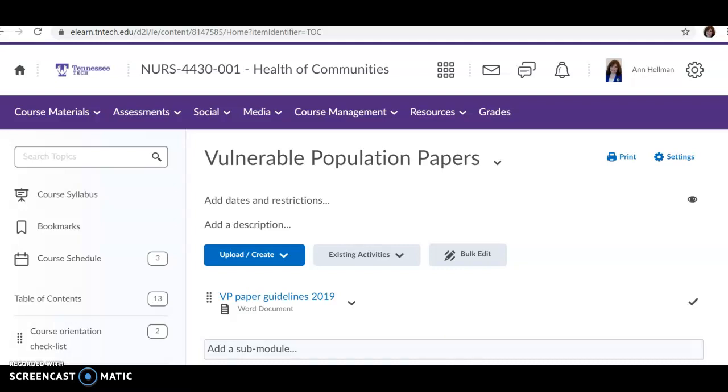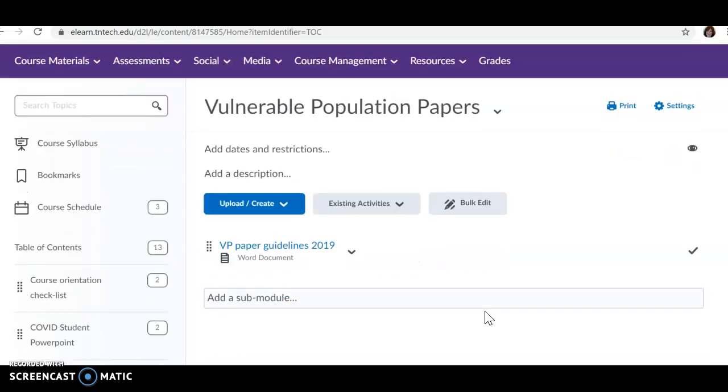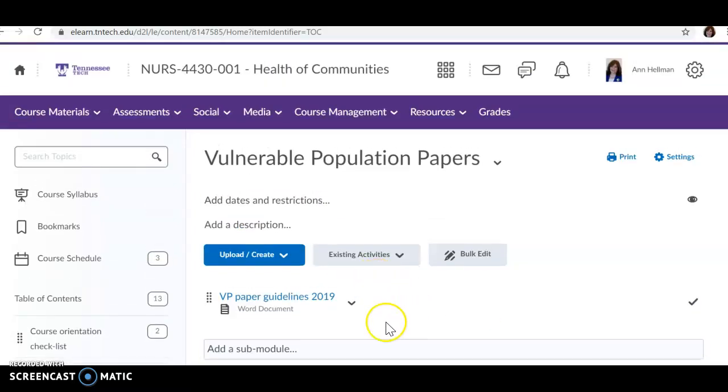Okay, let's talk about what a lot of students feel is the strongest or the most time-consuming part of this course: the vulnerable population papers. And again, this is a group assignment, and I'm going to pause for just a moment and try to give you some advice should you choose to take it. This assignment is a large portion of your grade.